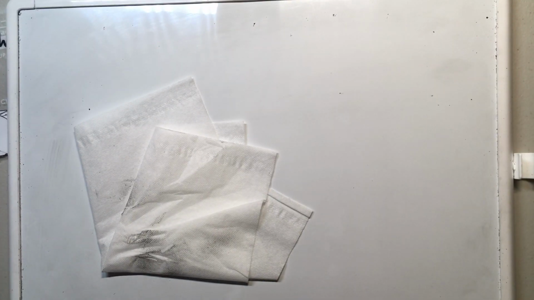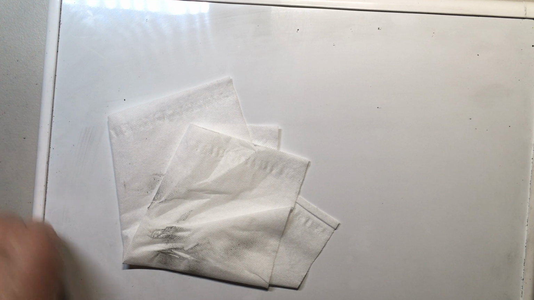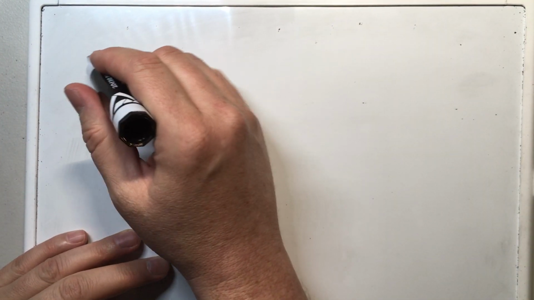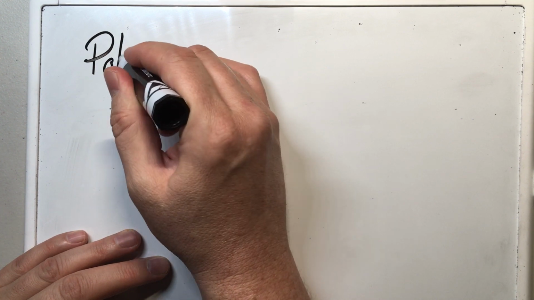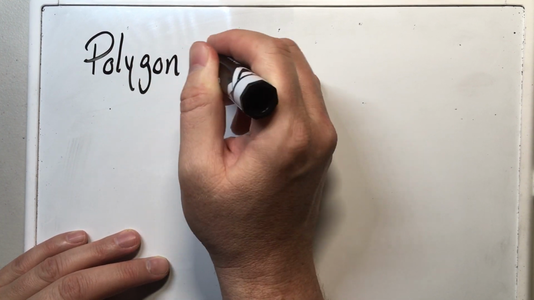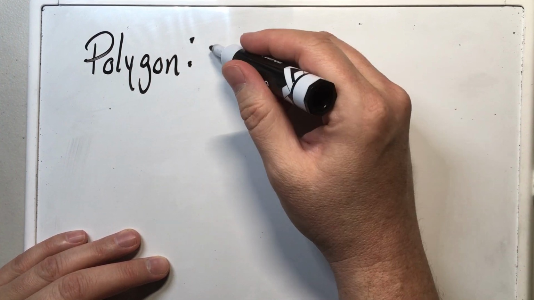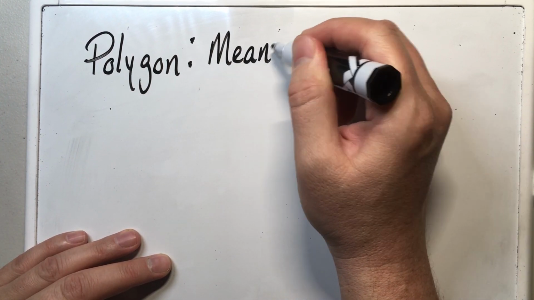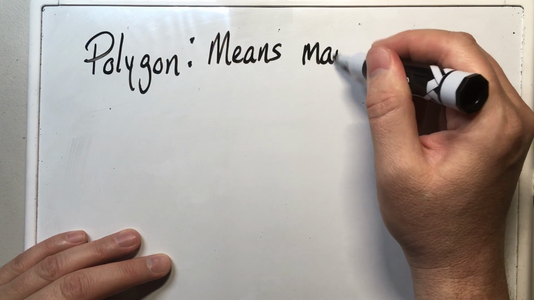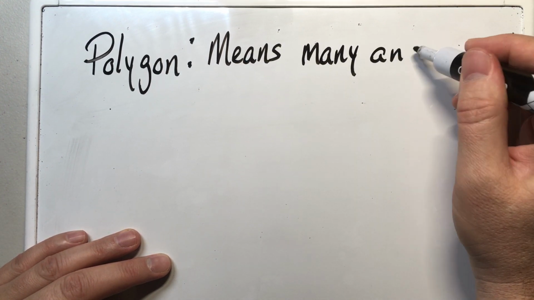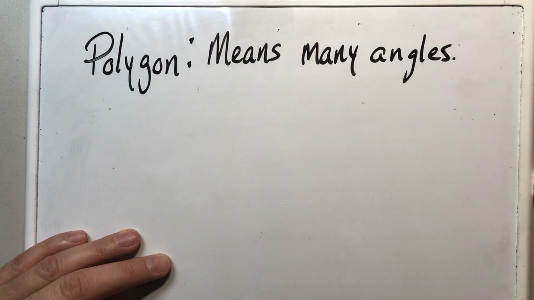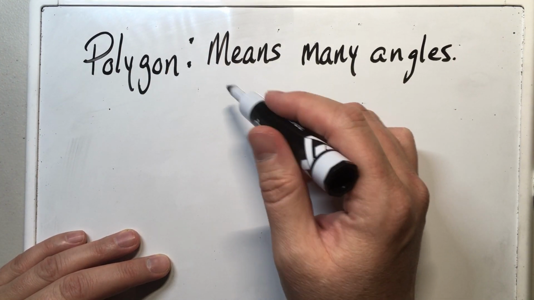In order to understand what a polygon is, let's first define it. So I'm going to get my dry erase marker. The word polygon means many angles. Literally, poly means many.